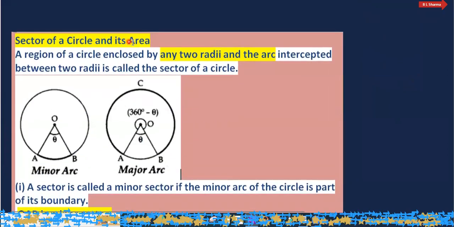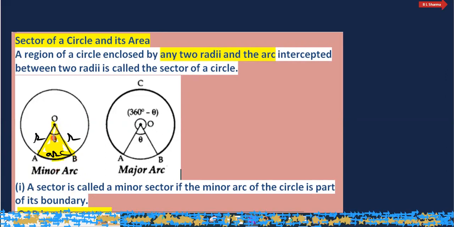Then sector of a circle and its area. We already know that a sector is a region of a circle enclosed by any two radii and the arc. See here, this is a radius, this is also a radius, and this is the arc. So this region bounded by the two radii and the arc is said to be the sector of the circle.